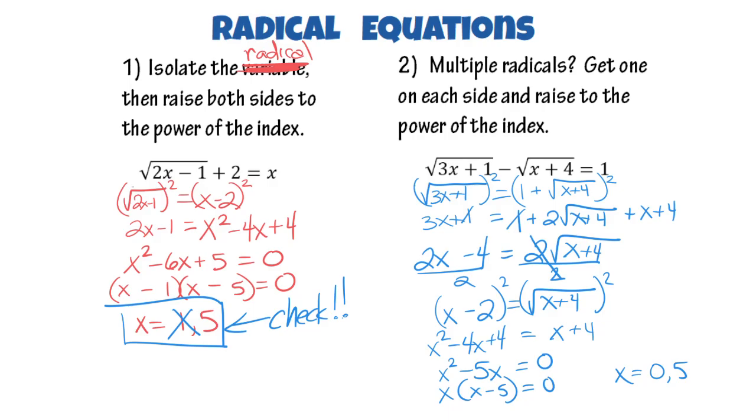Now let's do a test. I'll do 0 if you do 5. I put in a 0, I'm going to get the square root of 1, which is 1. Put in a 0, I'm going to get a square root of 4, which is a 2. And 1 minus 2 is negative 1, not 1. 0 does not work. Did you test 5?